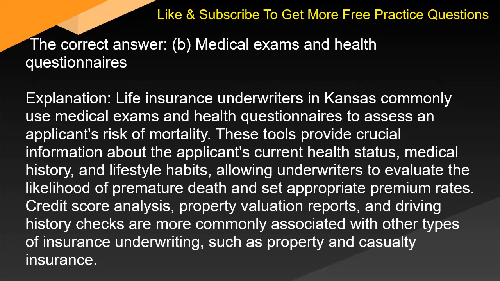The correct answer, B. Medical exams and health questionnaires. Explanation. Life insurance underwriters in Kansas commonly use medical exams and health questionnaires to assess an applicant's risk of mortality. These tools provide crucial information about the applicant's current health status, medical history, and lifestyle habits, allowing underwriters to evaluate the likelihood of premature death and set appropriate premium rates. Credit score analysis, property valuation reports, and driving history checks are more commonly associated with other types of insurance underwriting, such as property and casualty insurance.